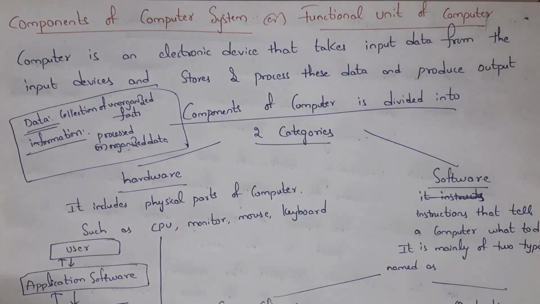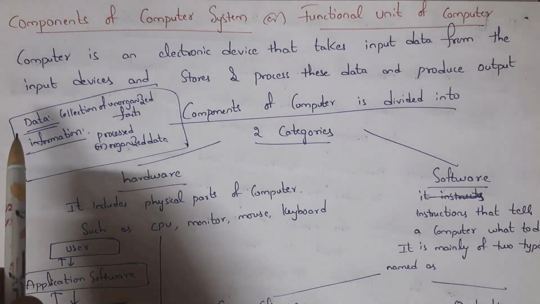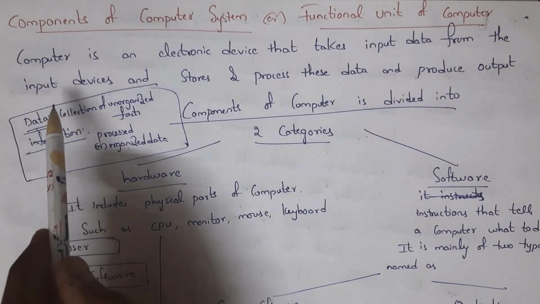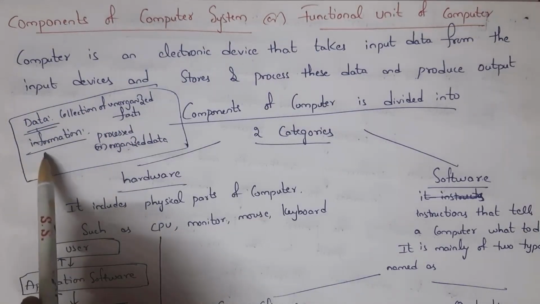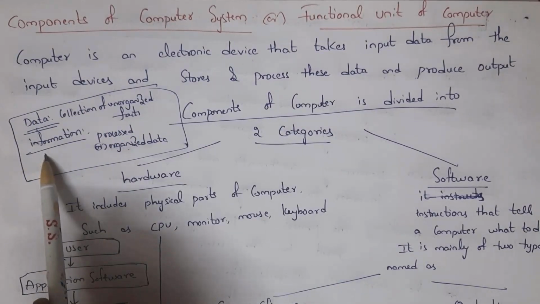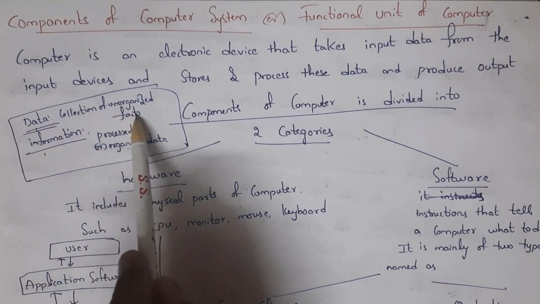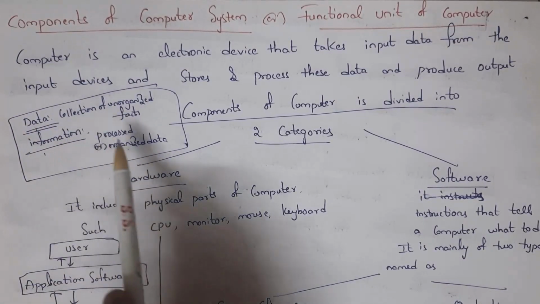You need to know the difference between data and information. Data is nothing but a collection of unorganized facts, and information means processed or organized data. In simple terms, data means unorganized facts whereas information means organized data.